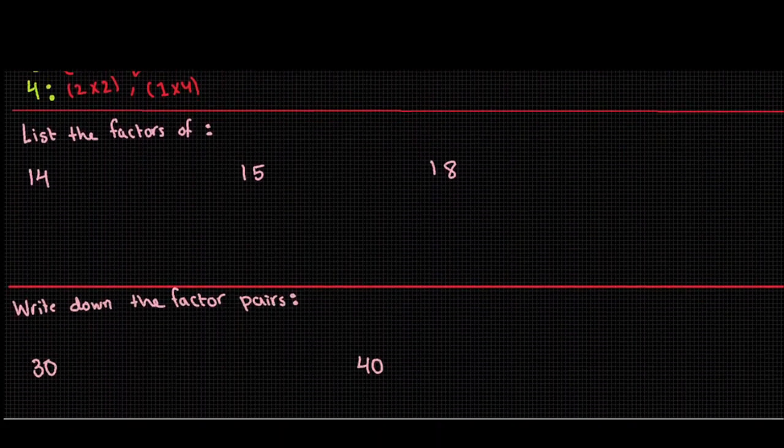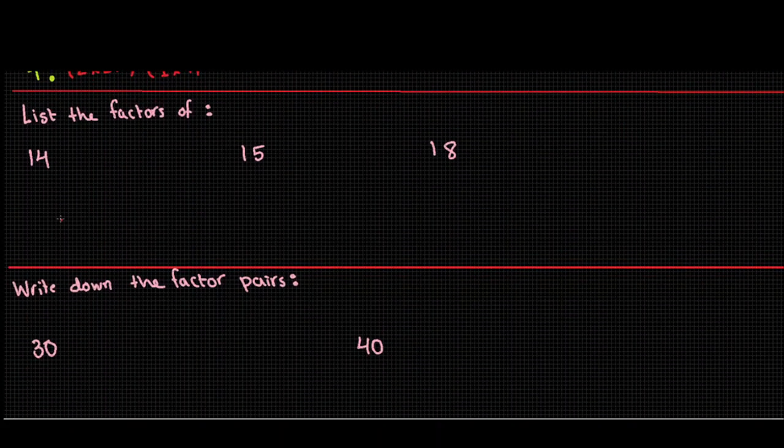The question here is: list the factors of 14. Always start by writing 1 times the number itself, 14, and then think to yourself, is that number divisible by 2? If it is, it would be 2 times the number that it could be multiplied by to provide us 14, and that would be 7. Is 14 divisible by 3? No. Is it divisible by 4? No. Now we stop. We find that it has 2 factor pairs and 4 factors.